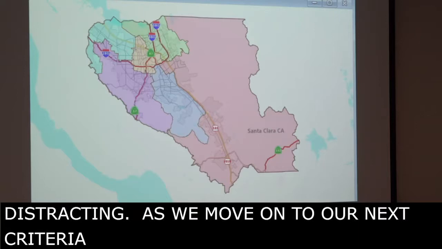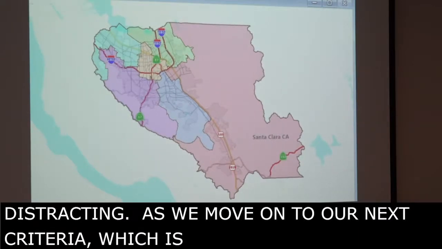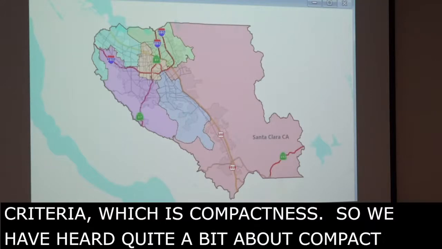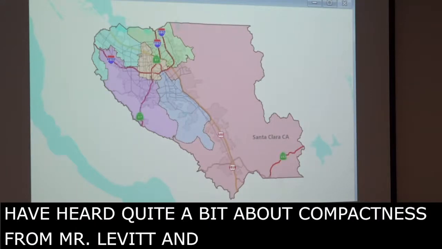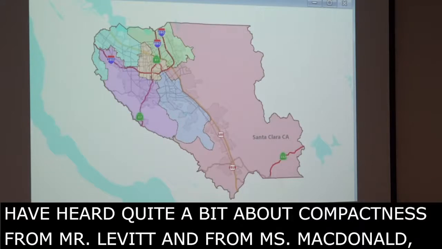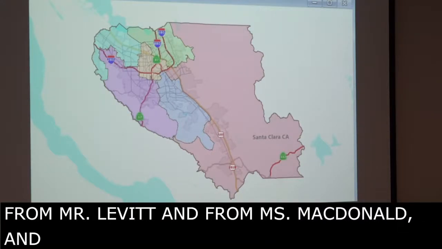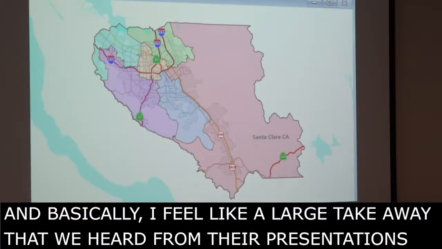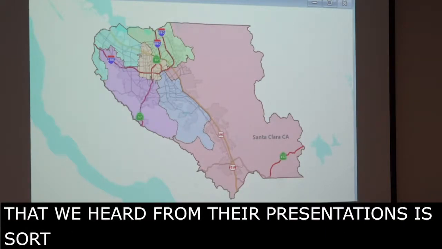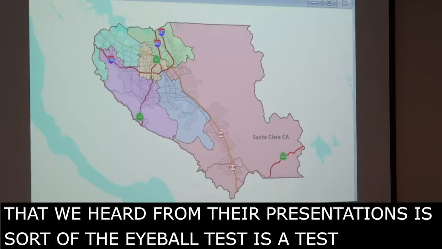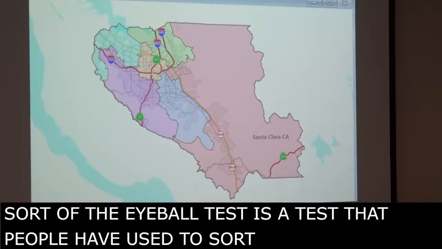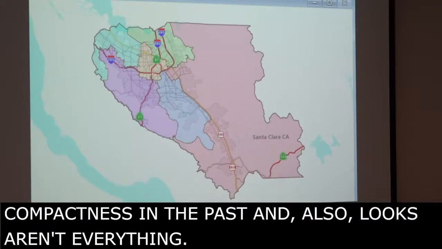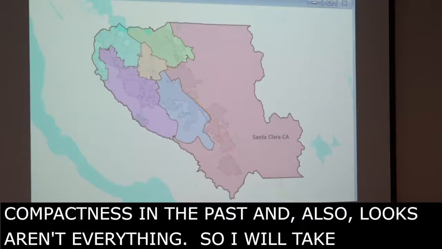which is compactness. So we've heard quite a bit about compactness from Mr. Levitt and from Ms. McDonald. And basically I feel like a large takeaway from their presentations is that the eyeball test is a test that people have used to talk about compactness in the past, and also that looks aren't everything. So I'm going to take the highway layer off as well.